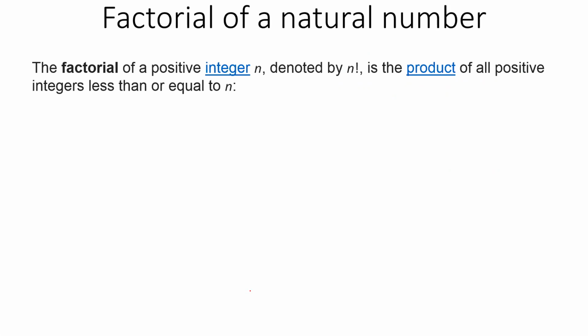Okay, factorial of a natural number. سامعين شيء بالفاكتوريال قبل؟ حدا شايف فاكتوريال؟ جماعة البيولوجي شايفين الفاكتوريال نوتيشن؟ The definition: the factorial of a positive integer n is denoted by n factorial. شفتوا هذا السيمبل؟ هذا n factorial is the product of all positive integers less than or equal to n.